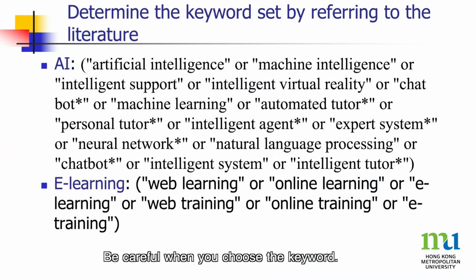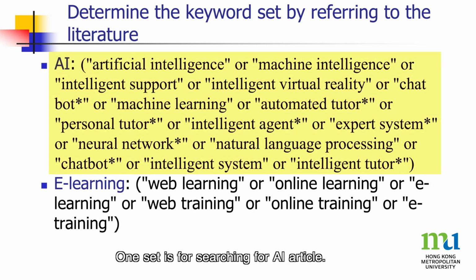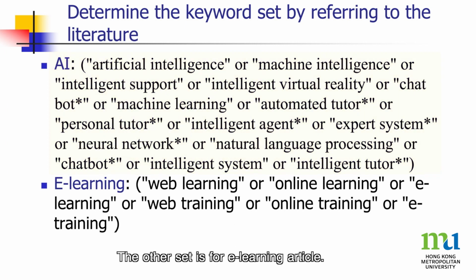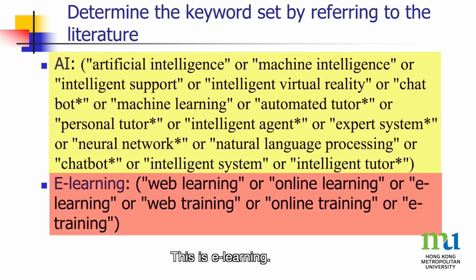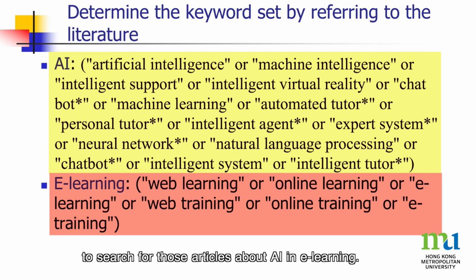And then if you have already determined the main thing, you need to choose the keywords. Be careful when you choose the keywords. You need to refer to the literature. For example, if you want to review AI in e-learning, we need two sets of keywords. One set is for searching for AI articles. The other set is for e-learning articles. So this is AI, this is e-learning, and we add the two together and put them in the Scopus or WOS database to search for those articles about AI in e-learning.